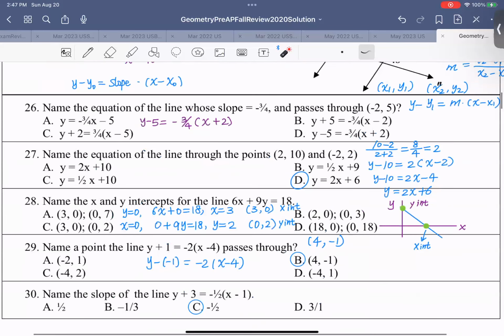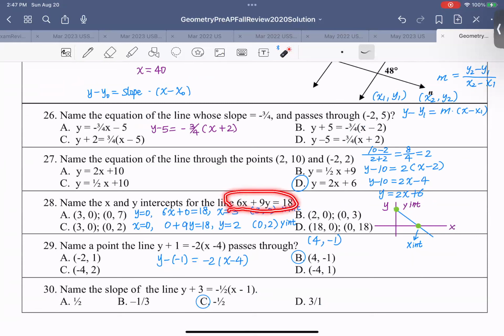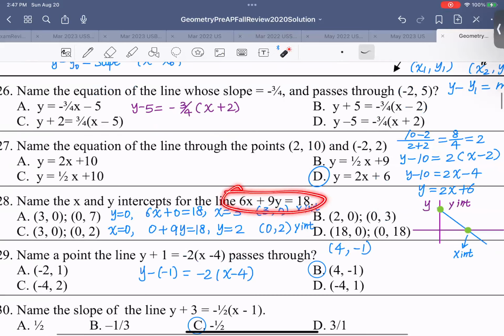Now, let's see here. You have 6x plus 9y equals 18. Then you want to get the intercepts. You make y equal 0, x is 3, so 3, 0. You make x equal 0, so y is 2, so 0, 2. So you have this, okay? This is called your xy-intercept format. You see this?